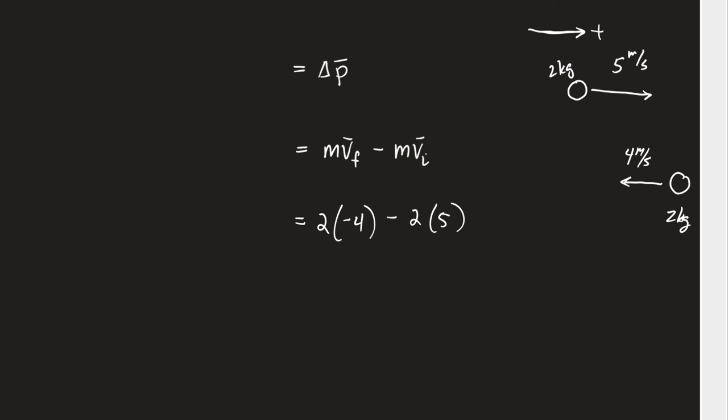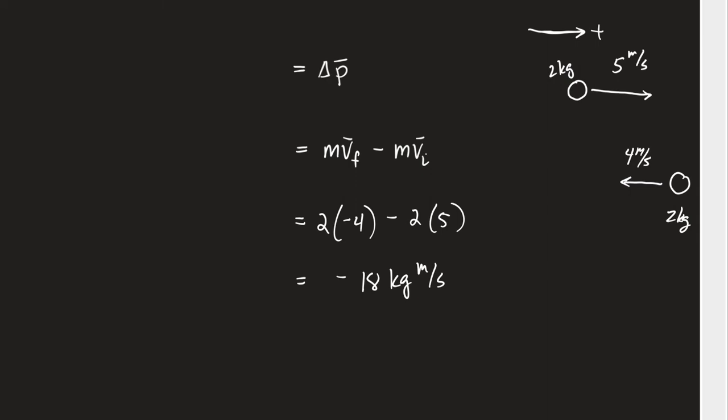I do my work here, and I'm going to get negative 18 kilogram meters per second. This was the impulse experienced by the ball due to its contact with the wall. It's pretty straightforward and pretty simple, but there generally are follow-up questions.